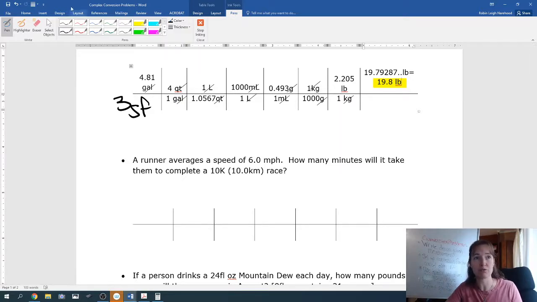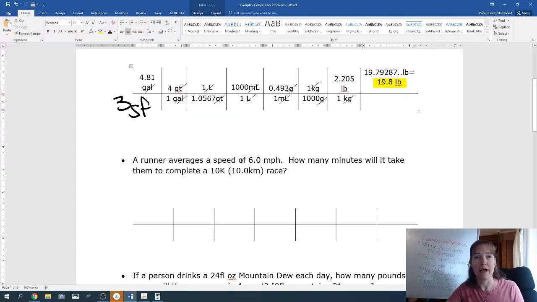So we have two numbers that are given here. We have this rate of their speed, and we have how long the race is. So only one of these is the actual measurement.